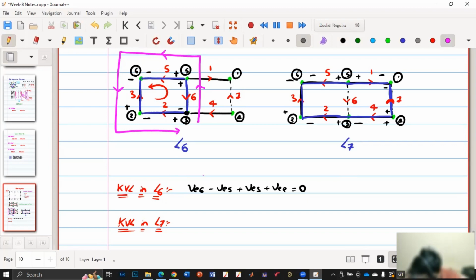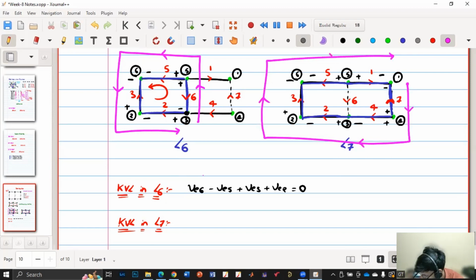So what is our direction? We'll start from here, we'll go here, we'll come back here, we'll come back here, and we'll go here. So this is the direction that we are going to traverse. So now can someone else tell me what is the equation? You have to see minus plus, plus minus. So first one, minus to plus. So is it plus VE7 or minus VE7? So plus VE7.